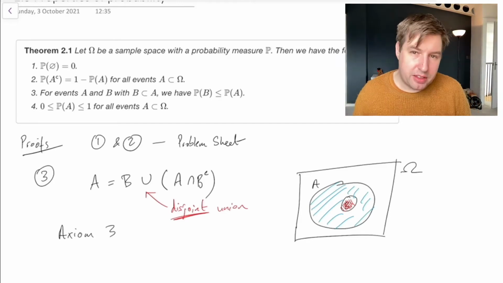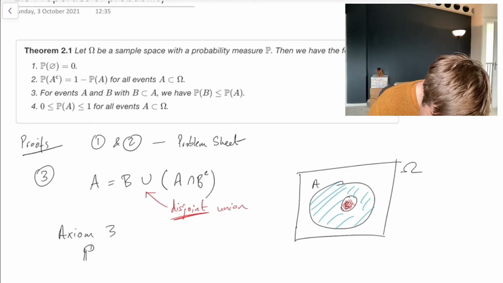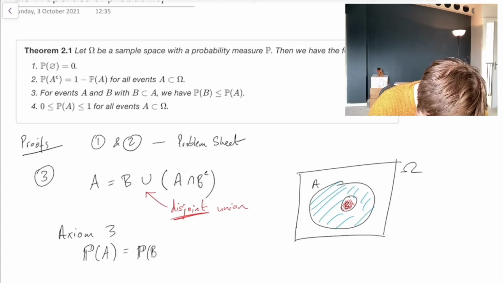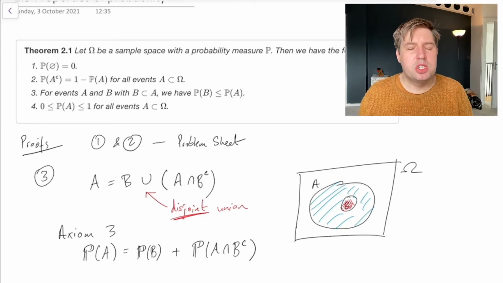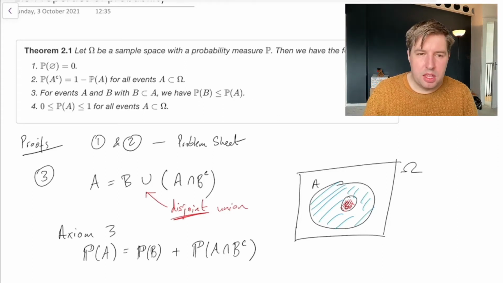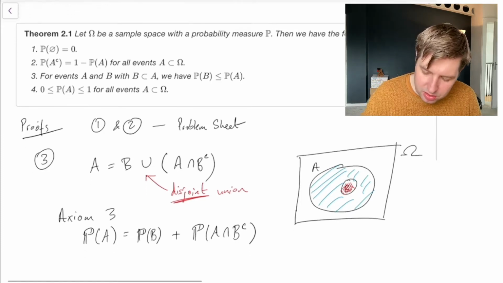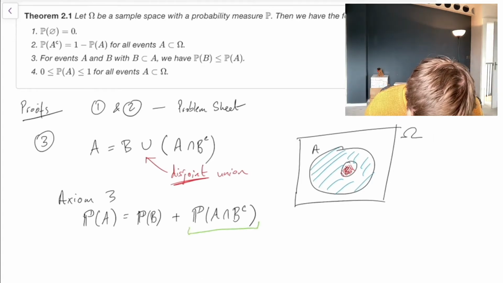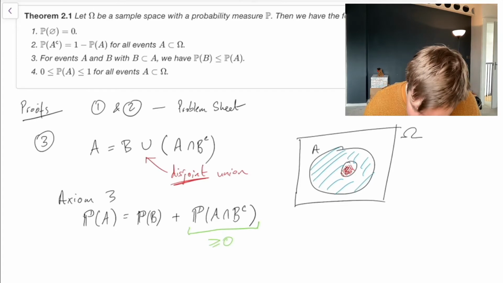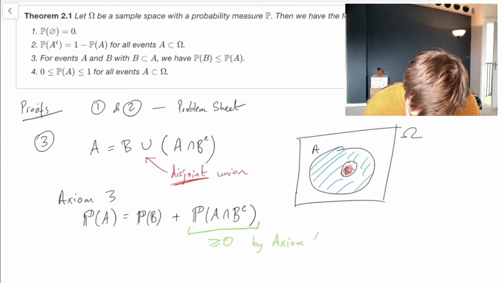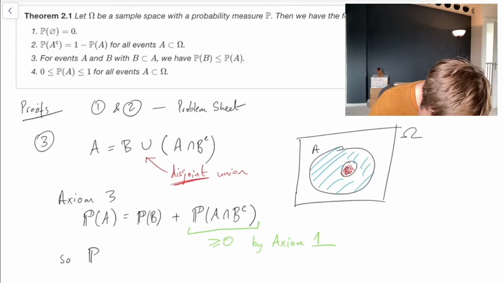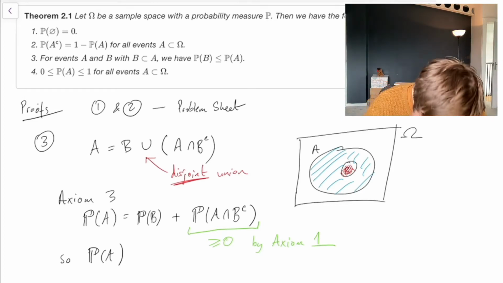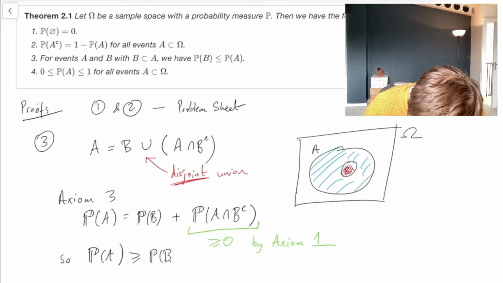And axiom 3 says the probability of a disjoint union is the sum of the individual probabilities. It's the probability of A equals probability of B plus probability of A intersect B complement. We wanted to show that the probability of A was bigger than or equal to the probability of B. And we've got it's equal to the probability of B plus something. So if we can show that that something is greater than or equal to 0, then we're done. But look, this thing is greater than or equal to 0 because it's a probability. And axiom 1 told us that all probabilities are greater than or equal to 0. So that means that the probability of A is equal to the probability of B plus something non-negative. So the probability of A is greater than or equal to the probability of B. And that proves statement number 3.